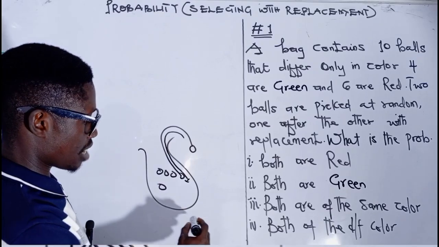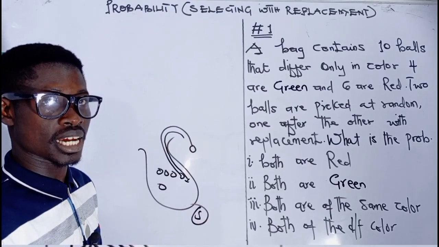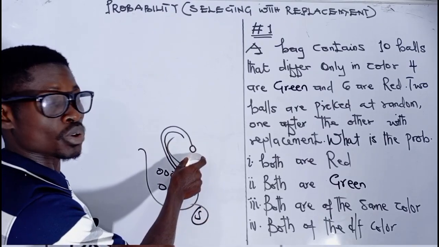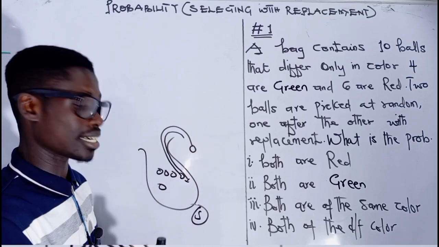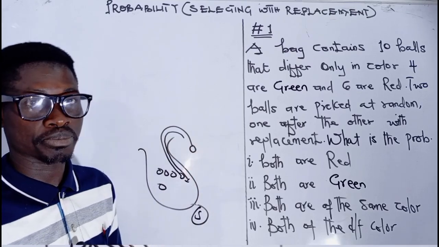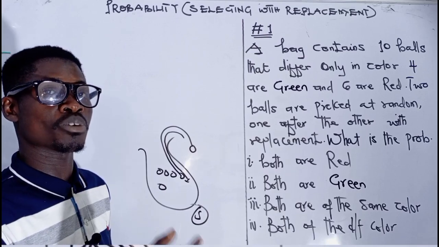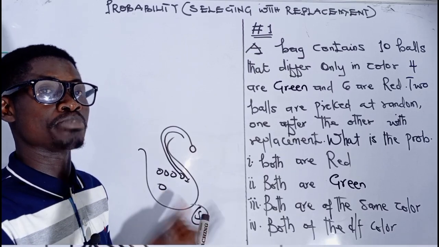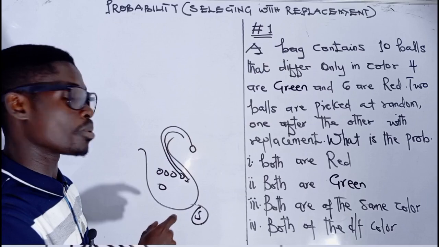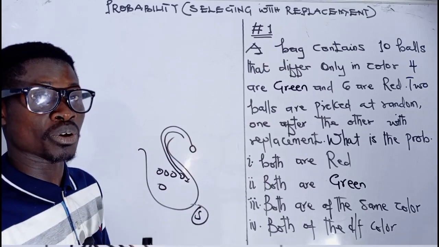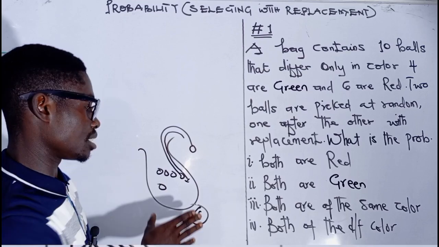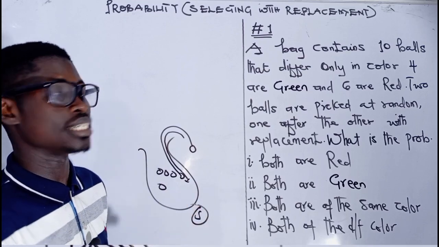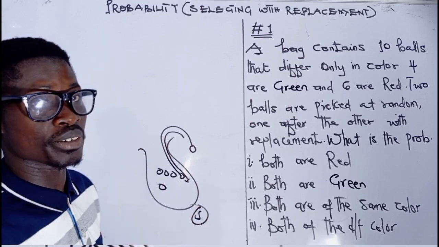So initially, we are having 5 marbles. And then after the first draw, we replace it back. So the number of marbles in the bag is still the same, which is 5. So the result from the second draw will not depend on the first marble that was drawn. It will not depend on that because the marble was replaced back and the number of marbles in the bag is still intact. So we want to look at a question of this very form.